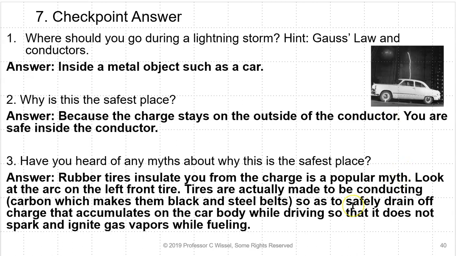That allows the charge that builds up when you drive the car, that accumulates on the car body while driving, to safely drain off quickly enough so it doesn't spark and ignite gas vapors while you're fueling. Later we'll have a demonstration problem to show you why this is.